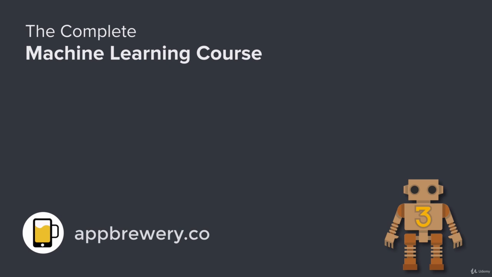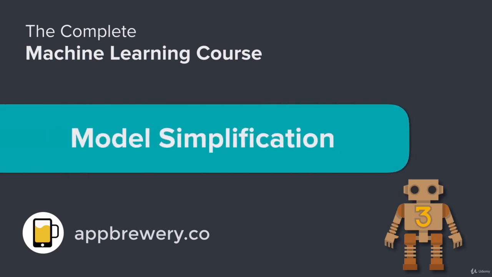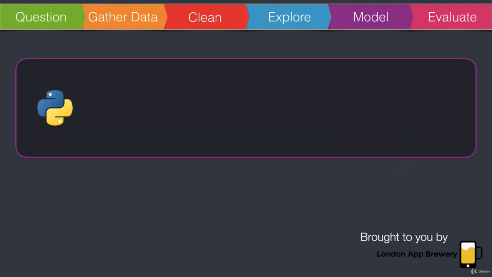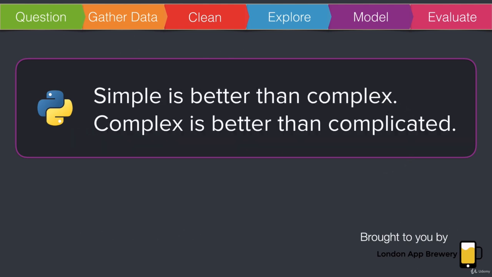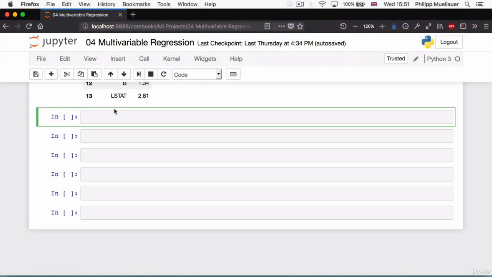In this lesson, we're going to talk about simplifying our model. And that's because all else equal, simpler models are preferable to complex ones. Remember the Zen of Python? Simple is better than complex, and complex is better than complicated. And this doesn't just apply to programming. The same thing can be said about our regression model.